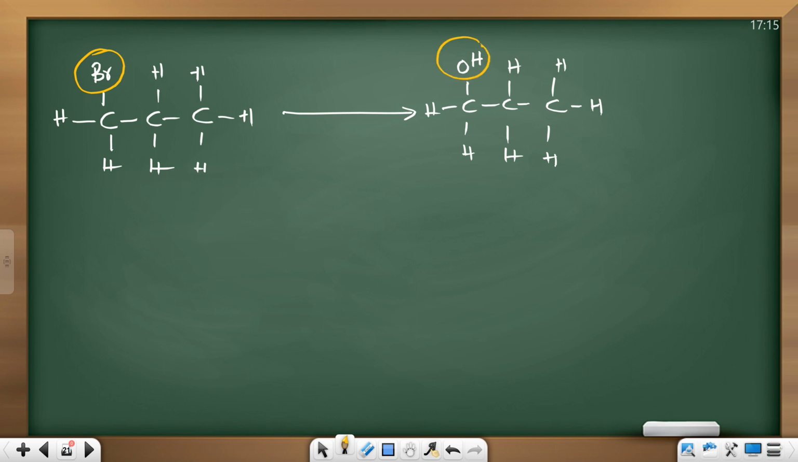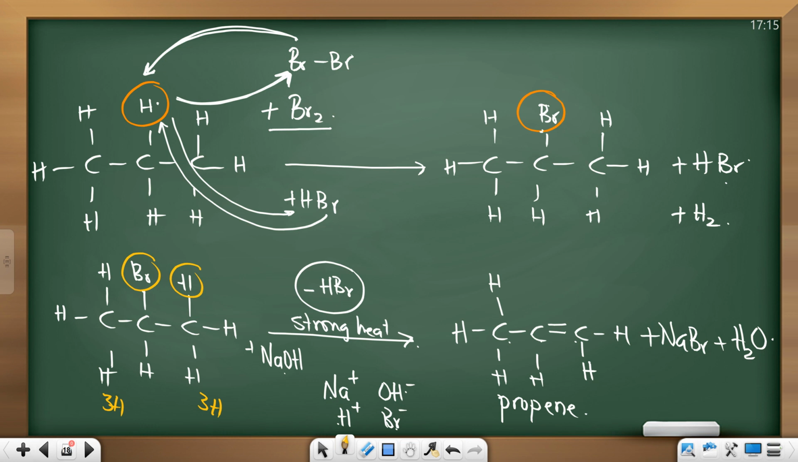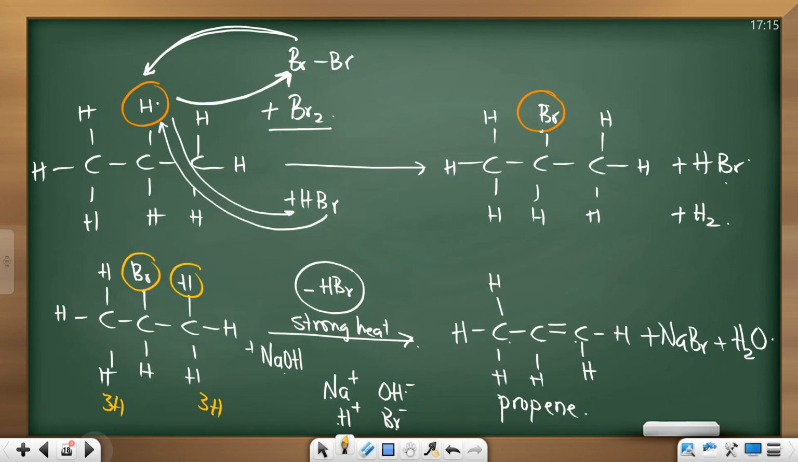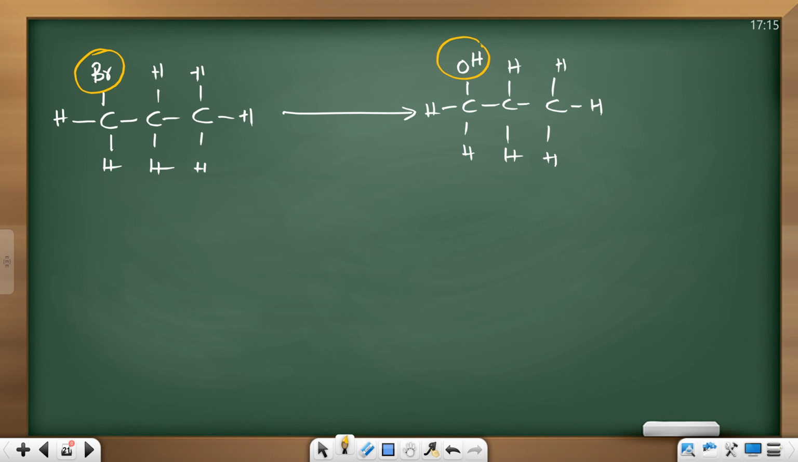But this guy must come with something. It is substitution. Can we go back to our table? When we have substitution, what do we check? It is dilute base and what? I want you to see that everything I'm doing is right here. Dilute what? Base. And what type of base? It must be a strong base. So you could use dilute sodium hydroxide, or you could use that. Anyone is fine.